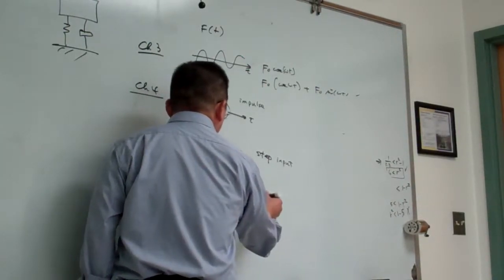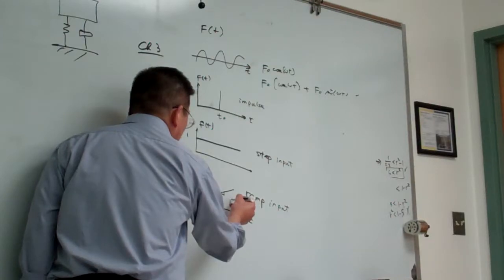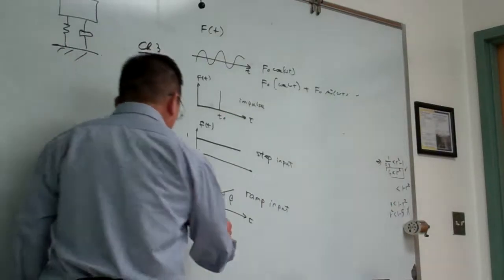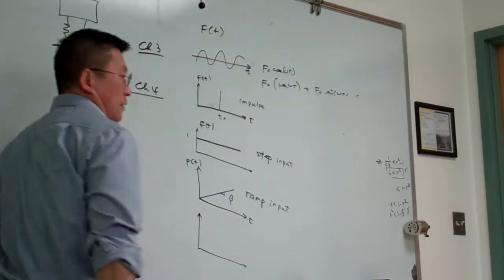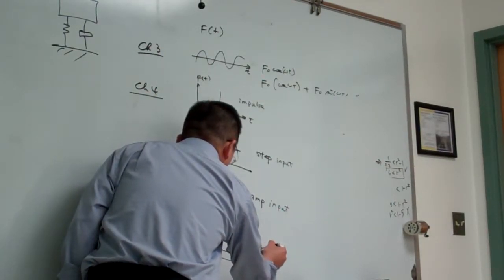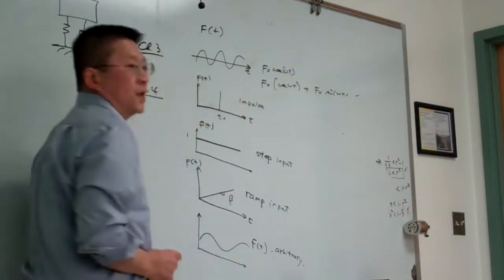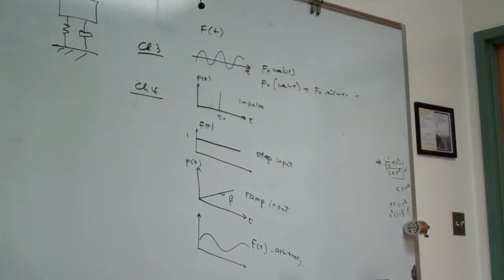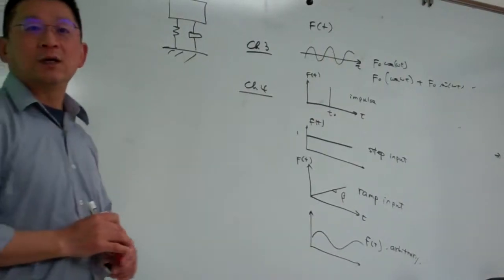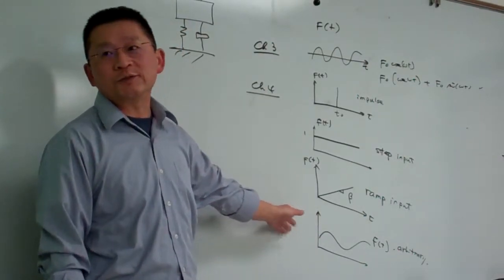Okay, and we might have what they call the ramp. The ramp input is with arbitrary slope beta. Okay, and furthermore, we might have arbitrary inputs. And I don't think our learning techniques for solving the non-homogeneous solutions of the differential equations will allow us to easily deal with this kind of non-homogeneous term.